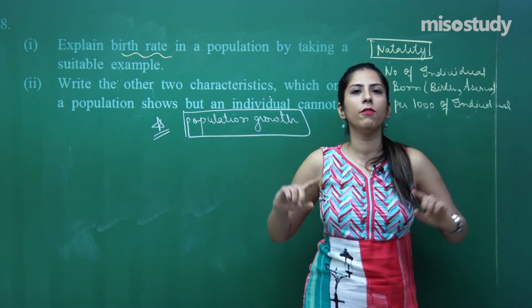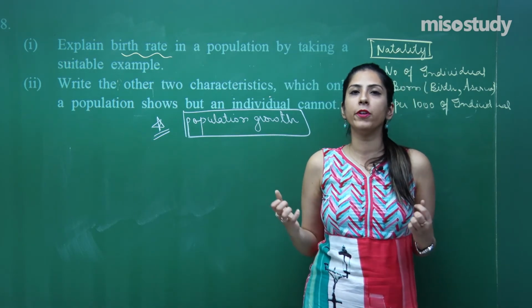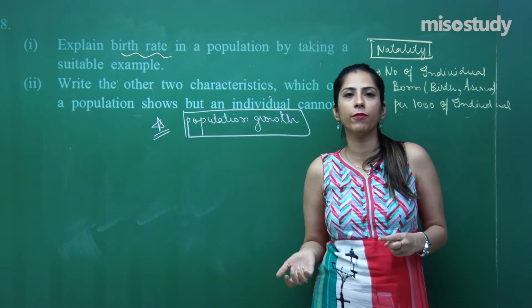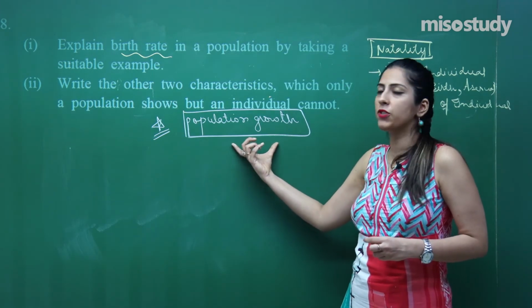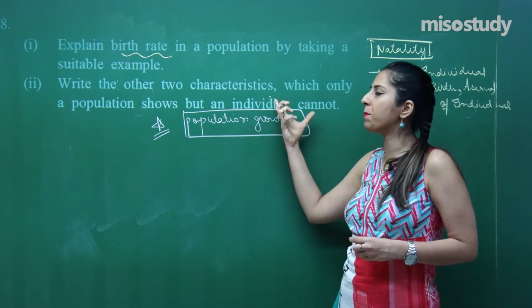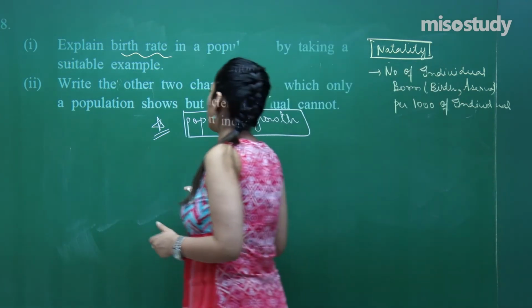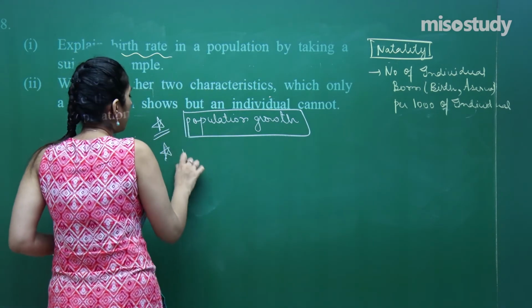Predators are present in the environment. The environment becomes unfavorable. Food is not there, water is not there, the climate condition is not favorable. That is population growth. That is a feature of a population, not a feature of an individual. Now, let's talk about another, that is population density.